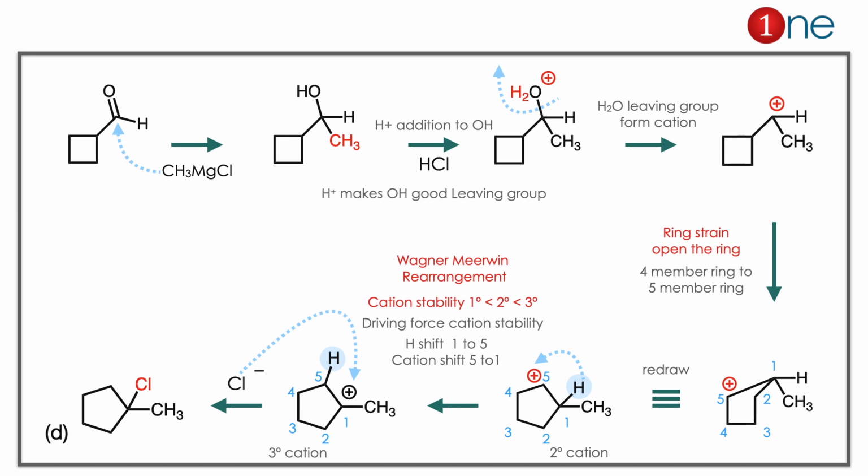Here you have to learn 2 important things. One is ring strain. If there is ring strain in the intermediate, you might think of ring expansion. The second thing is cation stability. You always have to get a stable cation. It can be achieved by methyl migration or hydride shift. It's a kind of Wagner-Meerwein rearrangement.